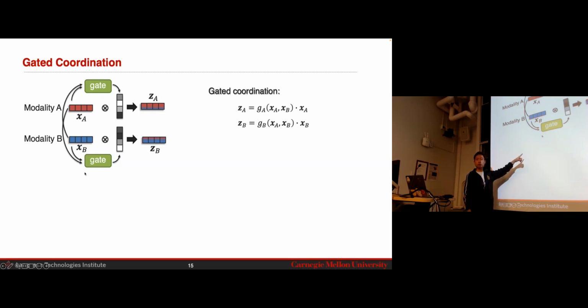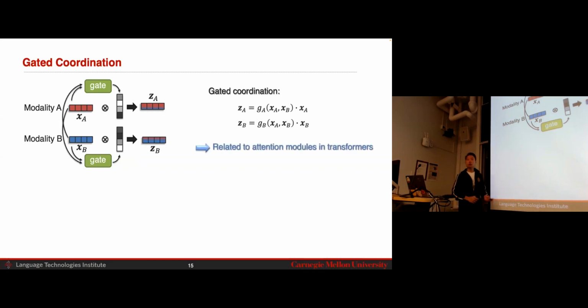So this might look a little bit familiar with gated fusion that we saw on Tuesday, right? But the main difference is that in gated fusion, you're learning these gates to dynamically tell you how to fuse your modalities. Here we're learning the gates to dynamically tell you how to learn separate representations, ZA and ZB, that you can then subsequently coordinate using some similarity function. And again, this is related to attention modules, self-attention. We're going to talk about that.